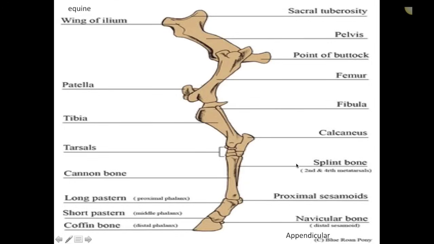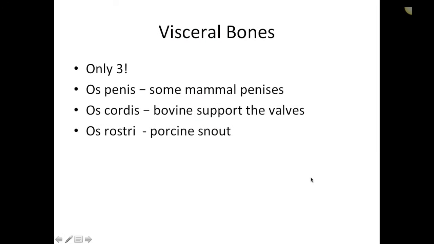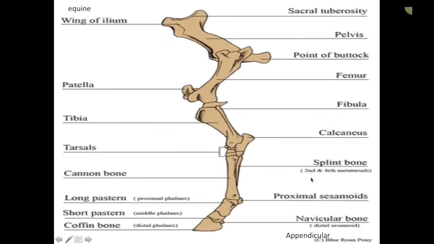And then again, they've got the splint bone, which is the second and fourth metatarsals, as well as the cannon bone. They're fused together with a fibrous joint. And then we have the long pastern, short pastern, and coffin bone. So those are the common terms. The anatomical terms would be proximal phalanx, middle phalanx, distal phalanx.